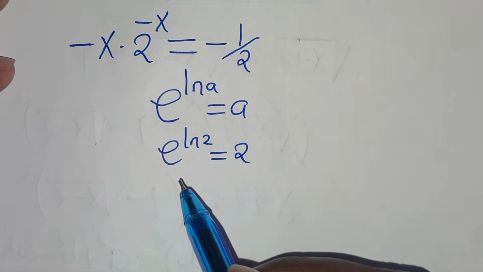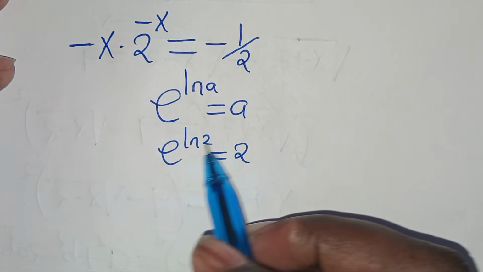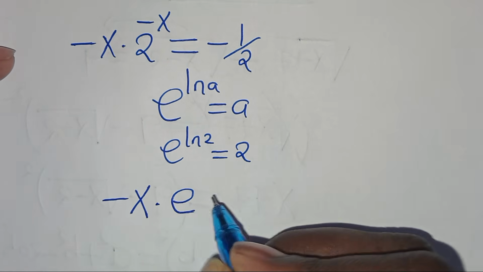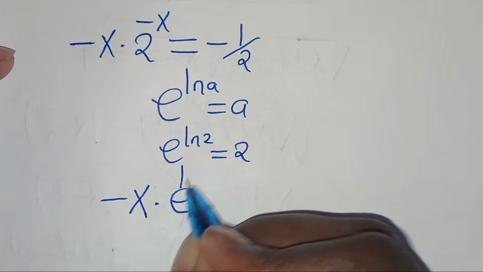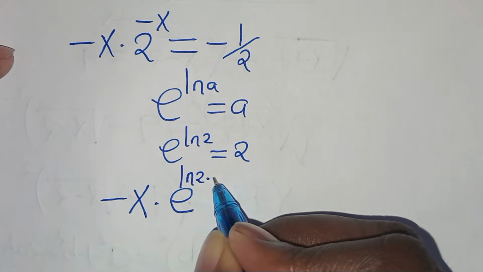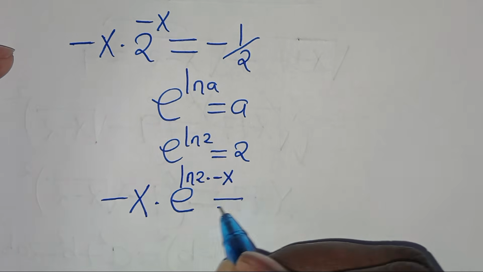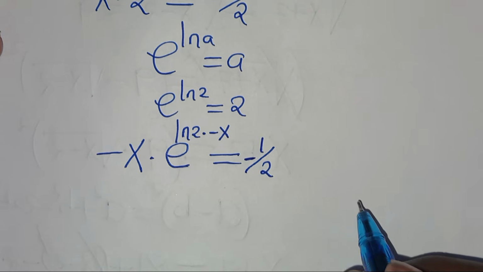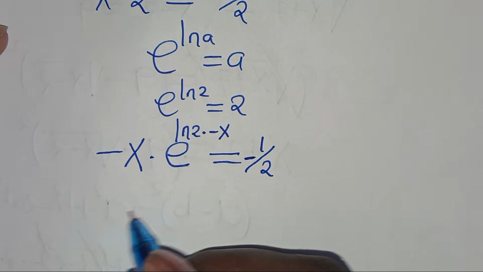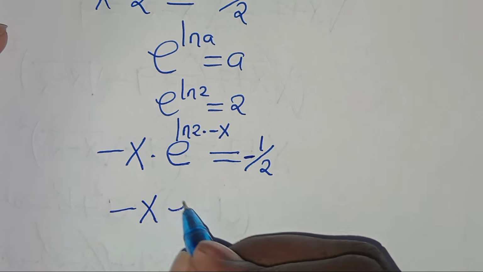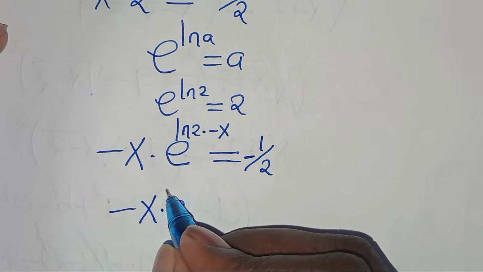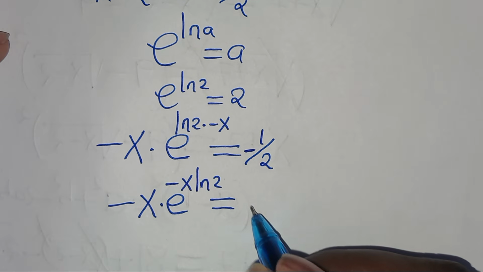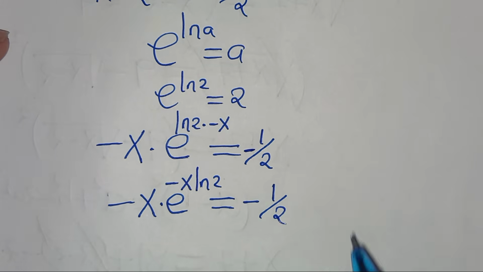Now let's substitute, so that we have negative x multiplied by e to the power of ln of 2 multiplied by negative x, which is equal to negative 1 over 2. So the next step from here, we have negative x multiplied by e to the power of minus x ln of 2, which is equal to negative 1 over 2.